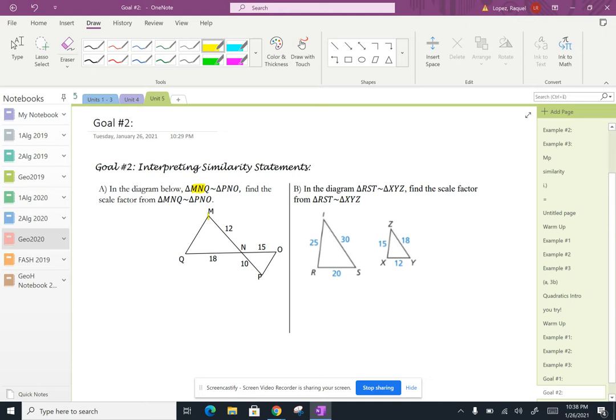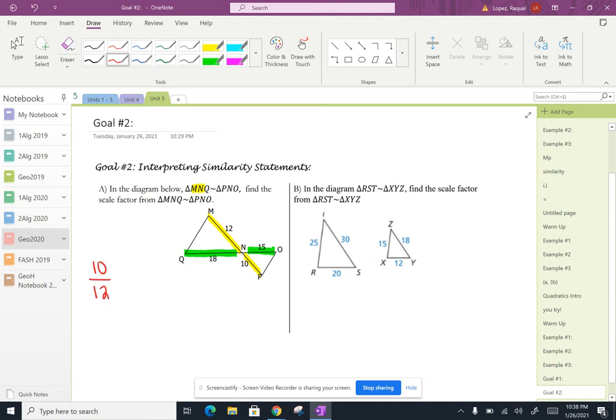MN, based on this statement, is going to be proportional to PN. So the sides that I just highlighted in yellow. And NQ is going to be proportional to NO. So those sides are going to be corresponding to each other. So if we're trying to find the scale factor from triangle MNQ to PNO, what we're going to do is put these into a ratio.